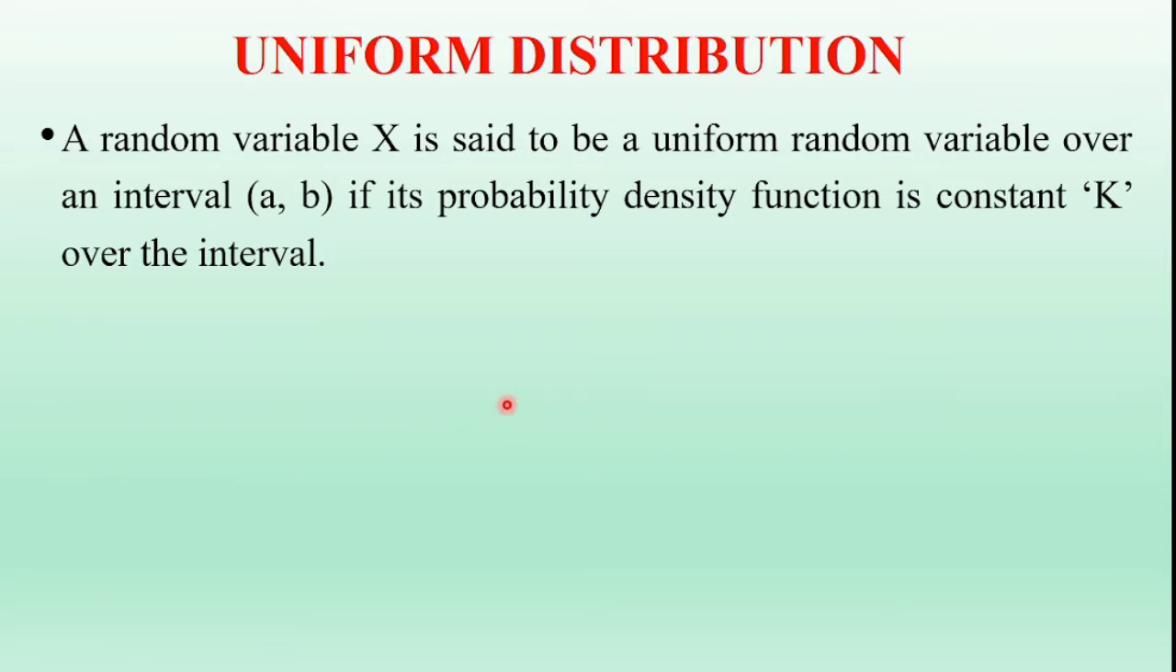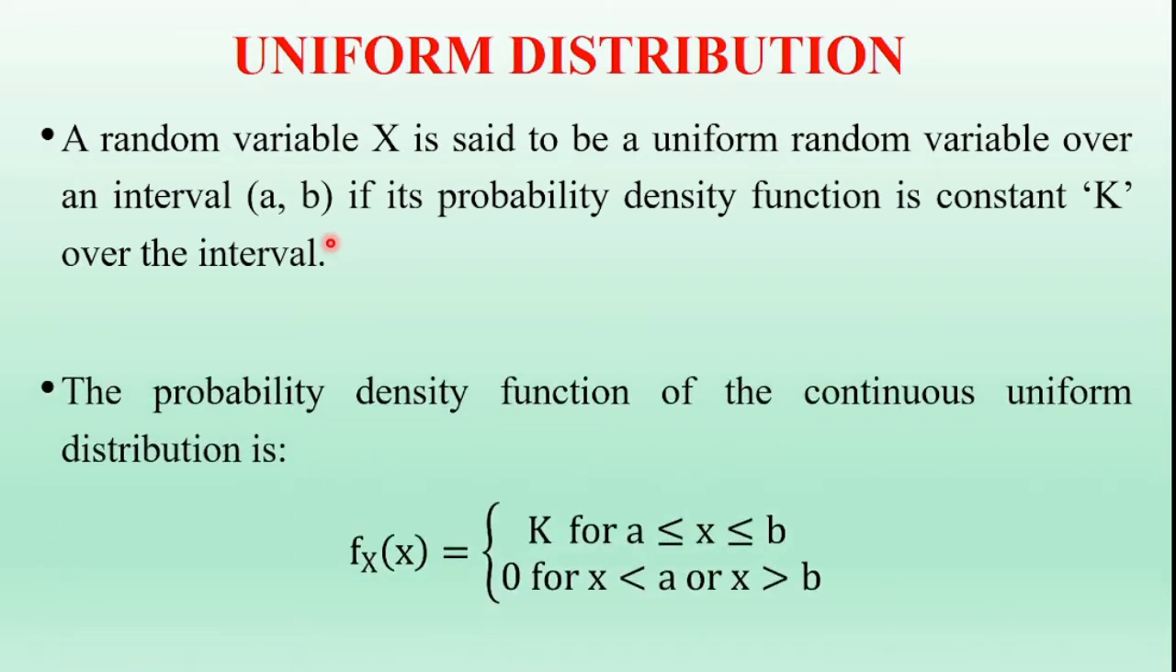In this video, I am going to discuss uniform distribution. The simplest example of a random variable of continuous type is a random variable with a uniform distribution. This uniform distribution is also called rectangular distribution. A random variable X is said to be uniform random variable over the interval a comma b if its probability density function is constant over the interval a comma b.